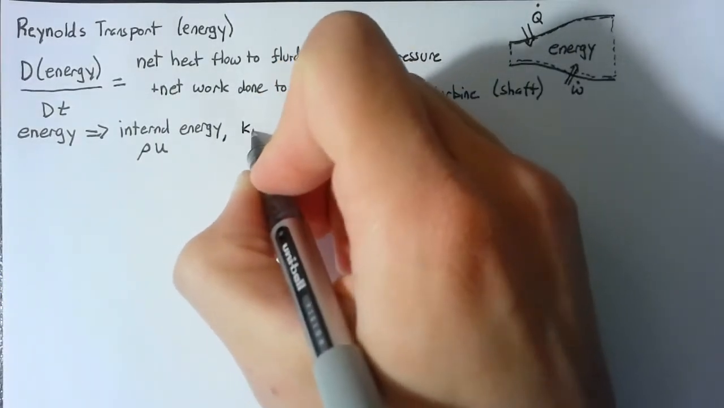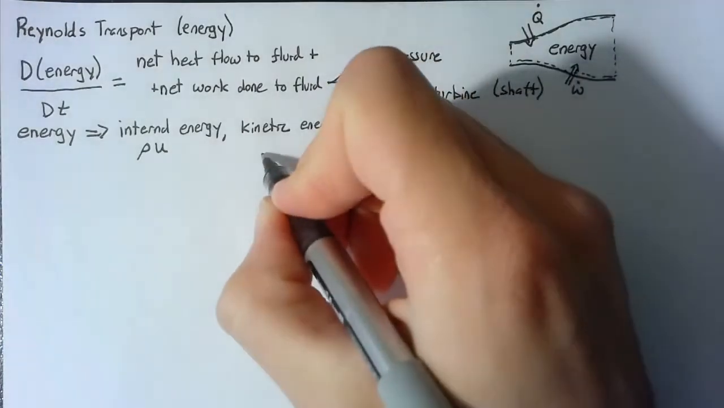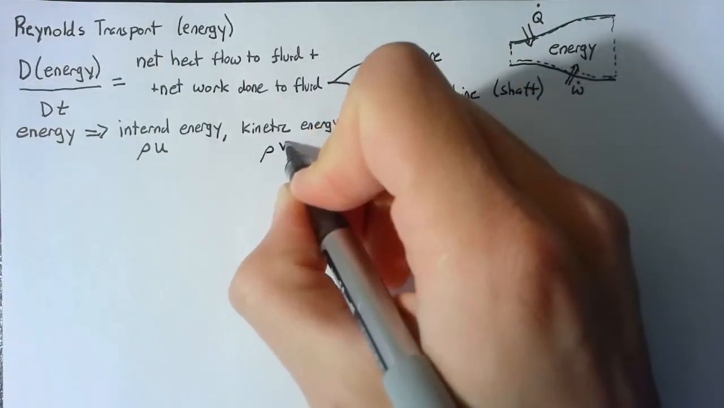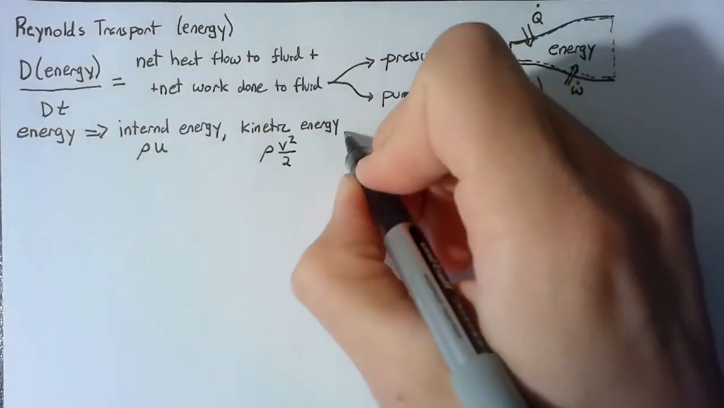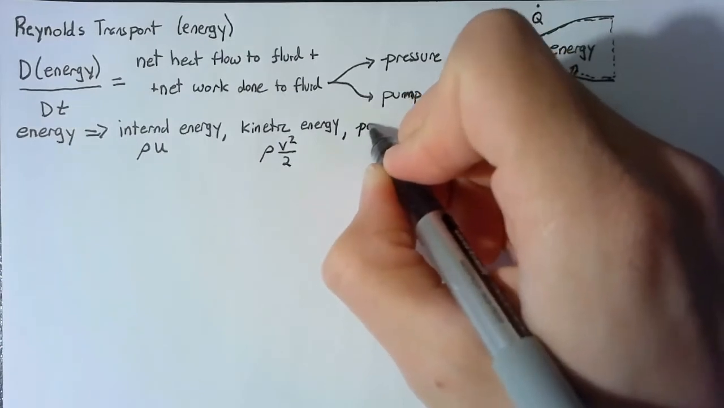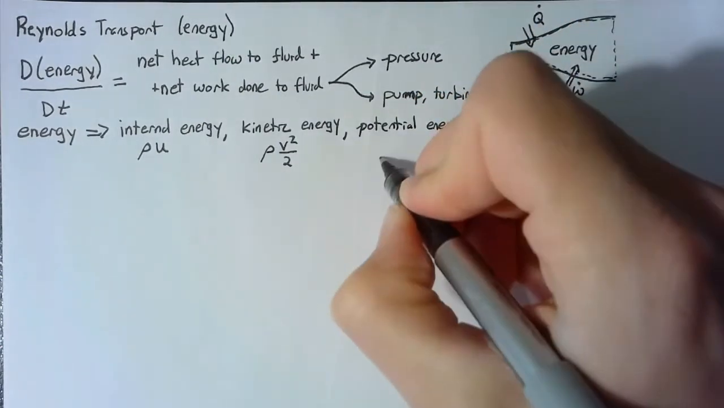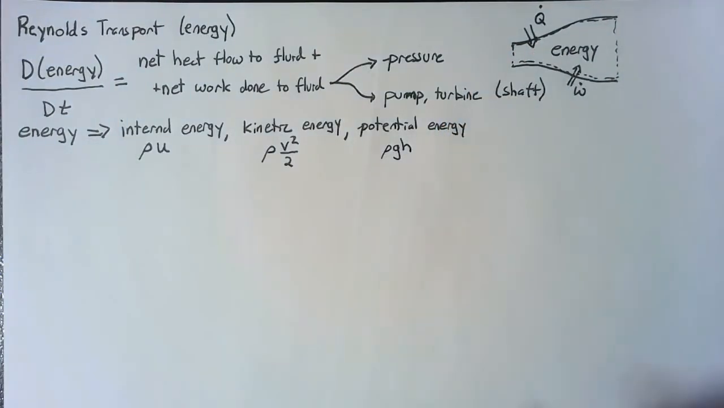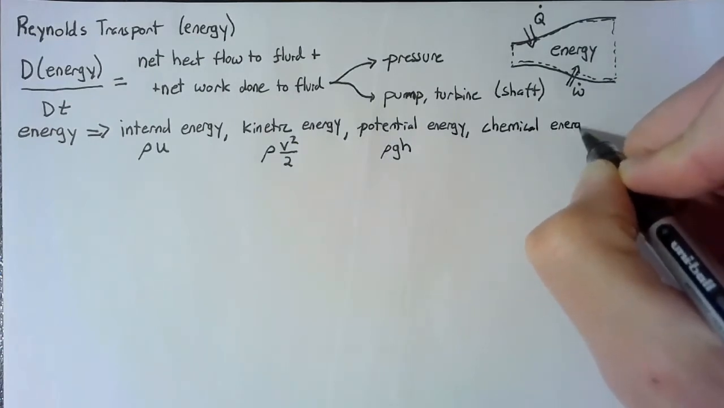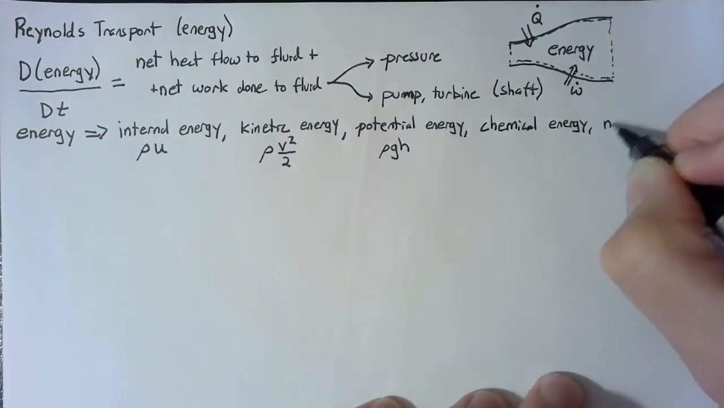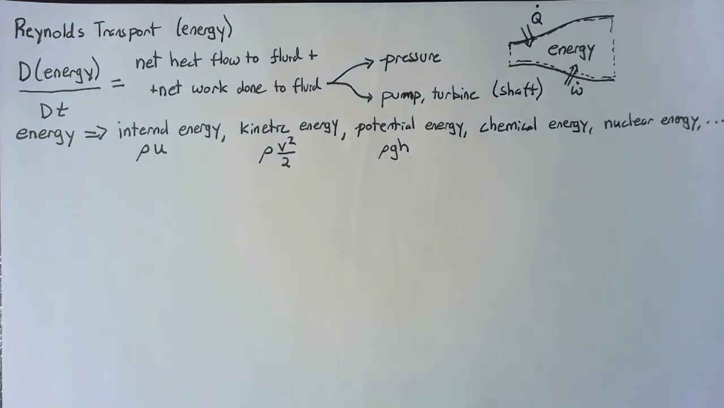Next, we can also think about kinetic energy. And we've been talking about this since physics. It's just mass multiplied by velocity squared over 2. But instead of mass, we're going to be using rho. Then we can think about potential energy, and I can just write that as rho times g times h. And the list could go on. We could think about chemical energy. We could think about nuclear energy, and so on and so forth.